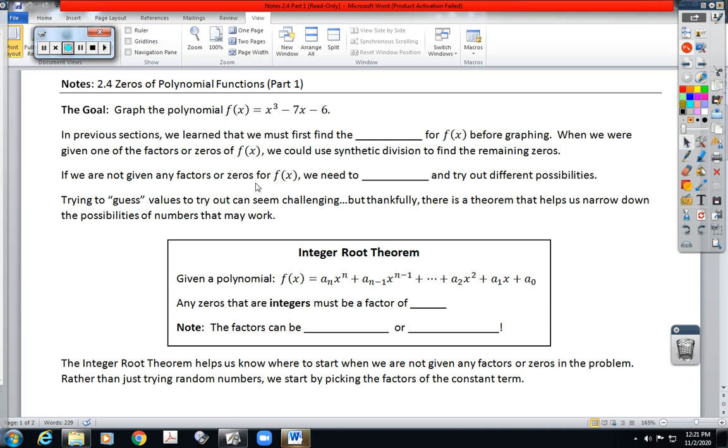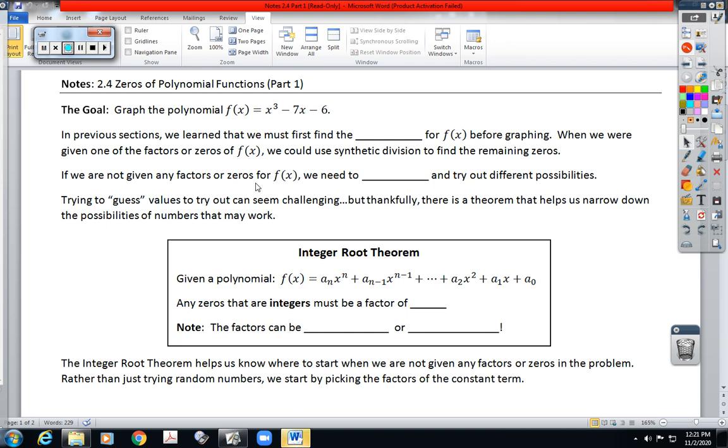We're starting section 4 today, which is going to be an extension on what we've already worked through. Okay? We've already talked through how to graph polynomials like f of x. The difference being that in this section, they're not going to tell us a factor. They're not going to tell us a zero. We're going to have to figure those out for ourselves.